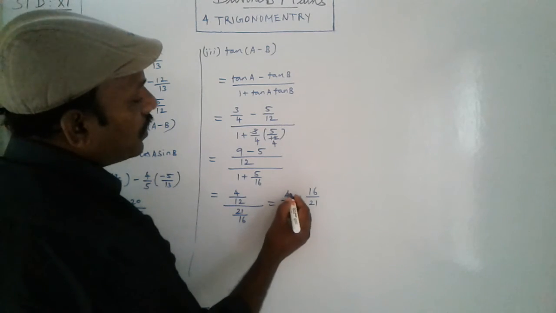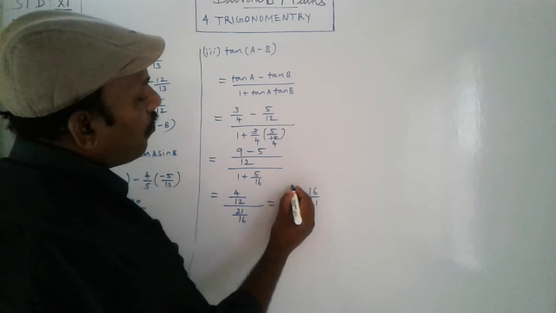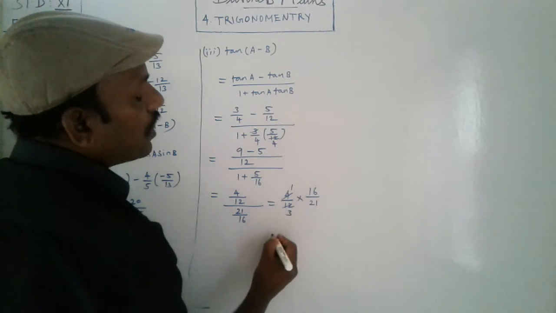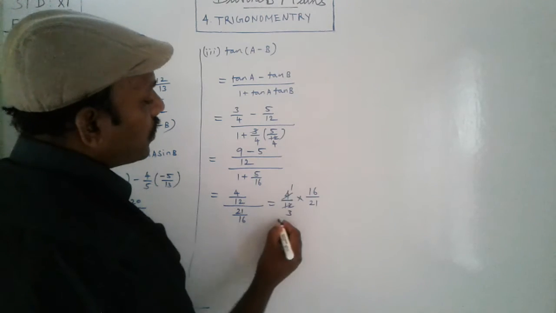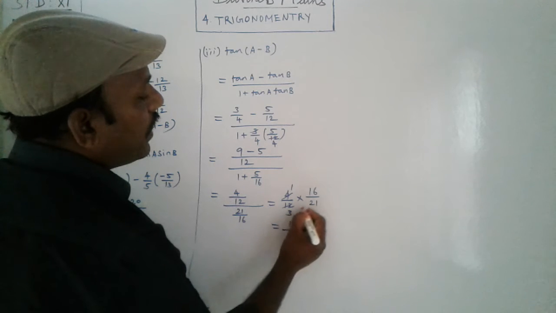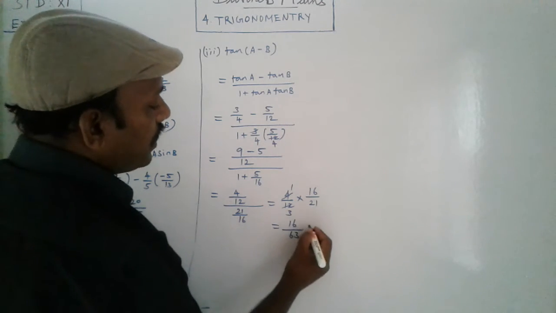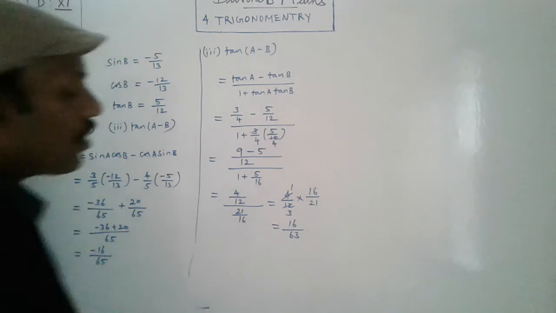Now we should cancel 4 and 12 is 1 time here, 3 times, 3 4s are 12. So 1 16 is 16 divided by 3 into 21 is 63. 16 divided by 63. That's all.